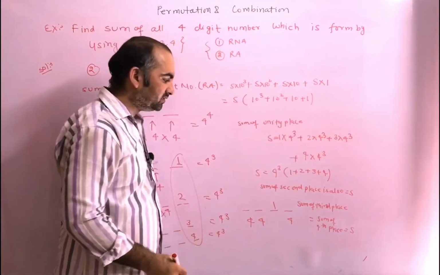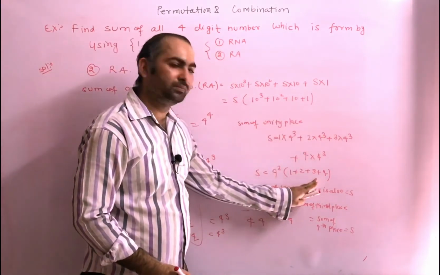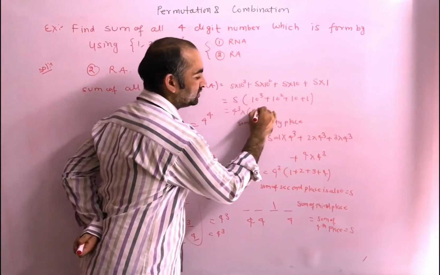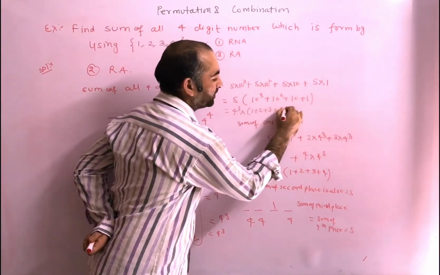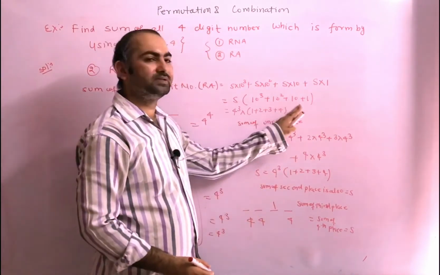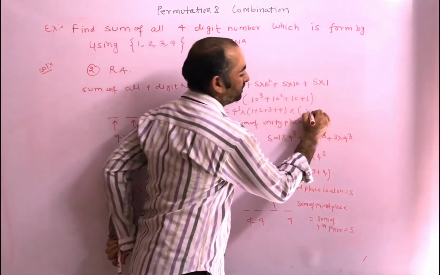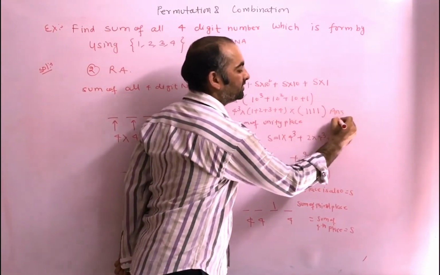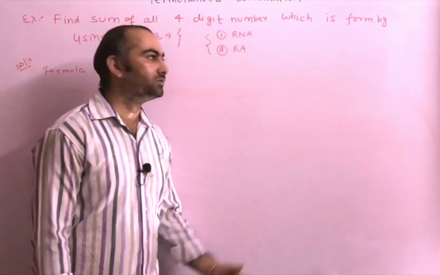Okay, and S is what? 4 cube into 1 plus 2 plus 3 plus 4. So what will come? 4 cube into 1 plus 2 plus 3 plus 4 into 10 cube plus 10 square plus 10 plus 1, which is 1111. Okay, this is your answer when repetition is allowed. We have solved this problem.